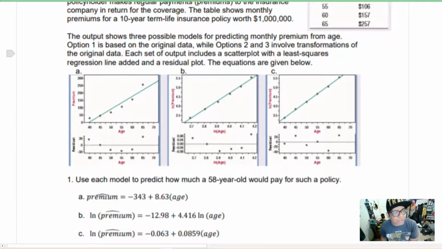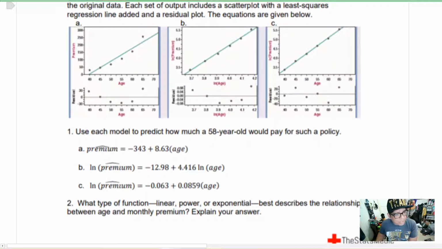The output shows 3 possible models for predicting monthly premium from age. Option 1 is based on the original data. Options 2 and 3 involve transformations of the original data. Each of the outputs includes a scatter plot with the least squares regression line added and a residual plot. The equations are given below. Okay, so for each of these models, let's predict how much a 58-year-old would pay for such a policy.